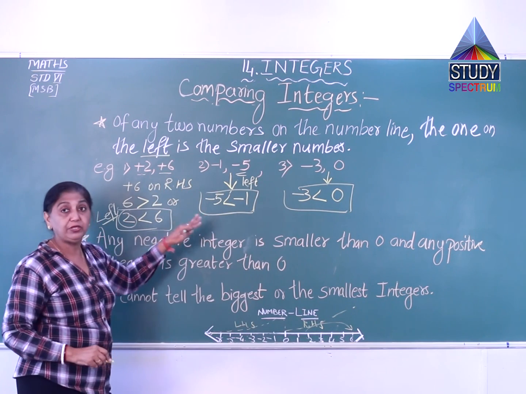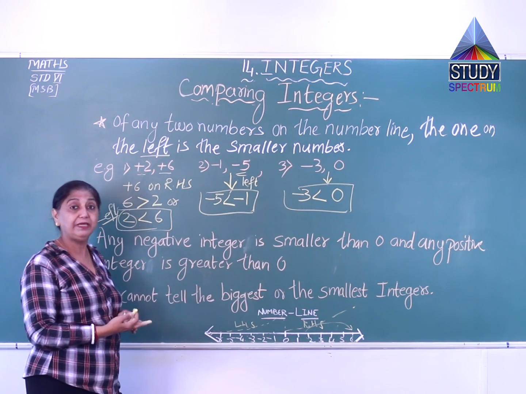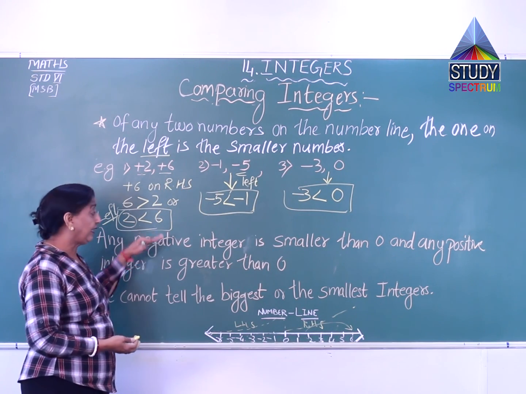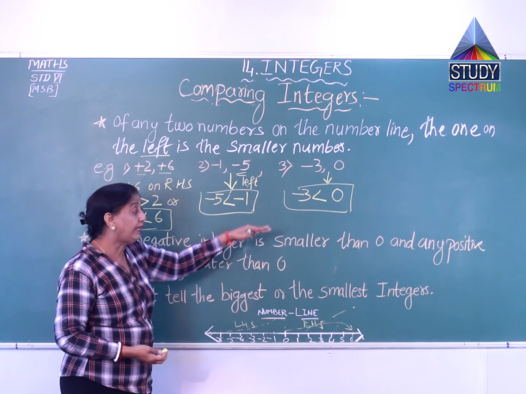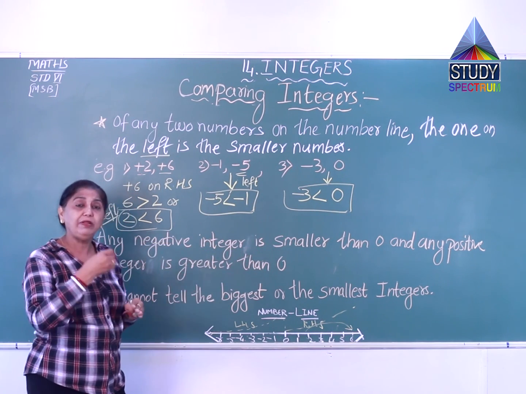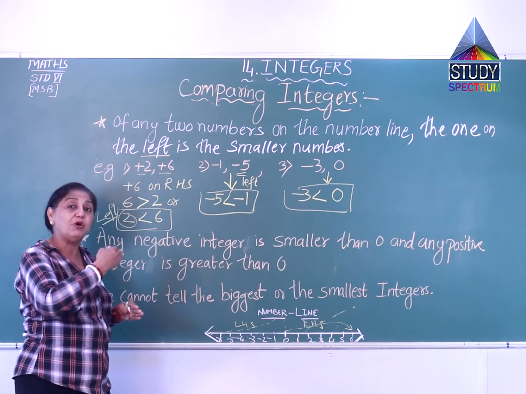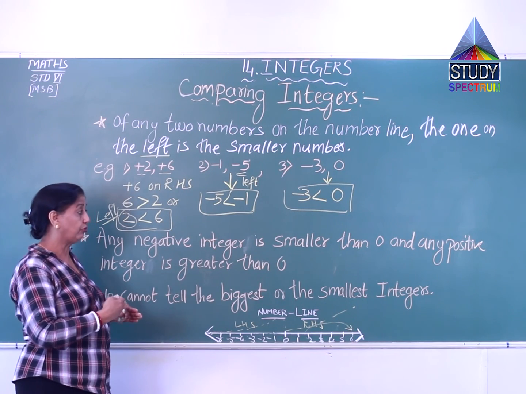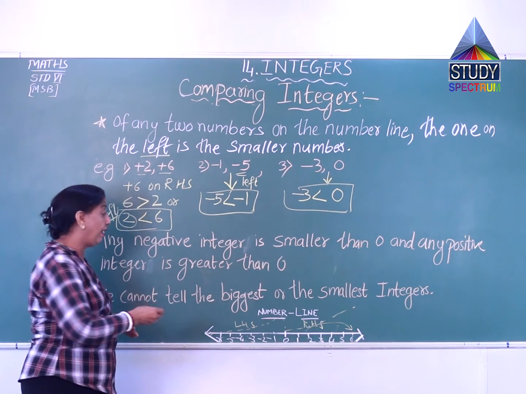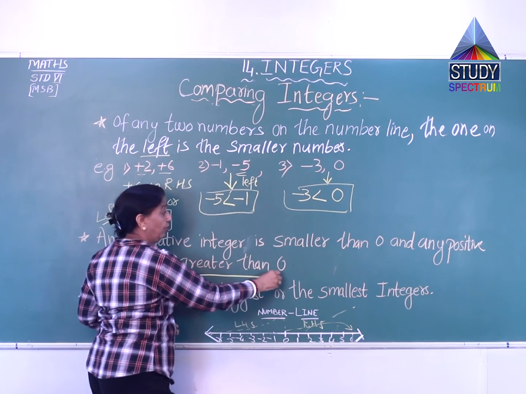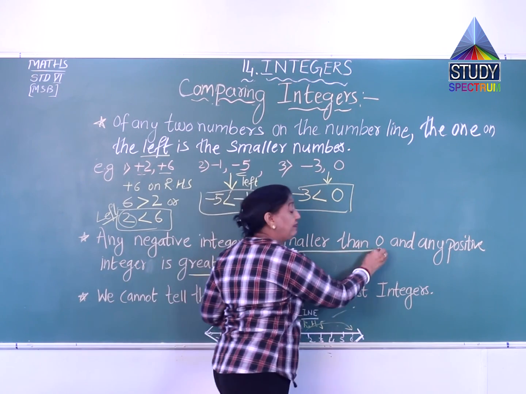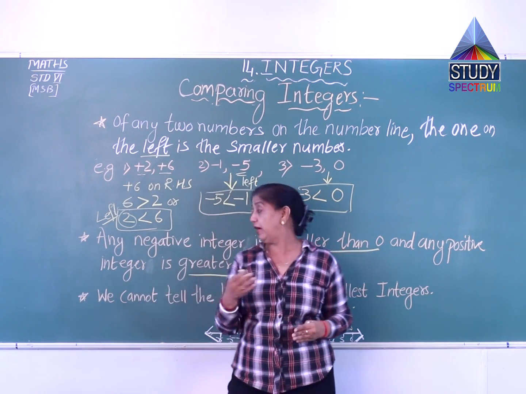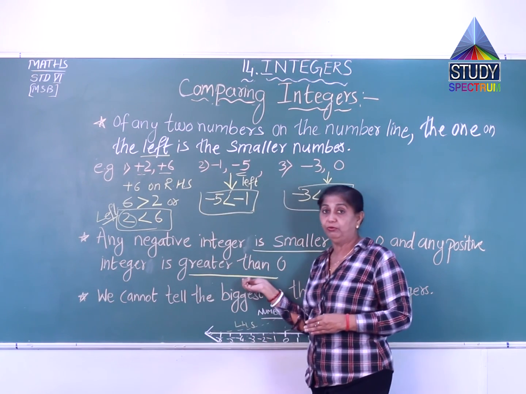Now this is the first thing you have to remember while comparing the integers. Second, any negative integer is smaller than 0. All the negative integers are smaller than 0, that is the origin, and the positive are greater than 0.